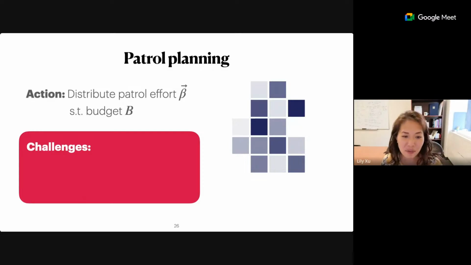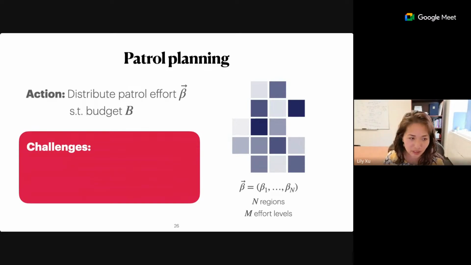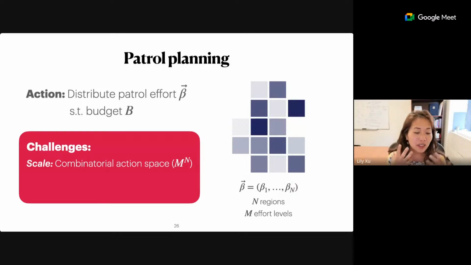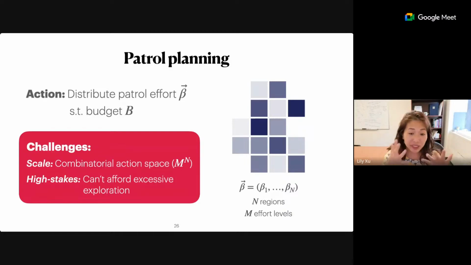But now, based on this objective, there are several challenges. One is that the action that we have to take is now this exponential size decision at each time step. So if we have n regions and some discrete number m of levels of effort, so m could be 10 hours, we can spend up to 10 hours. The scale of our problem is this exponential m to the n number of possible actions that we could take at each time step. And it would take an excessive amount of time to learn the expected reward for each of these combinatorial actions.